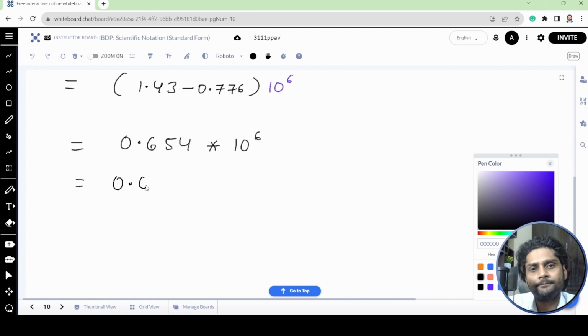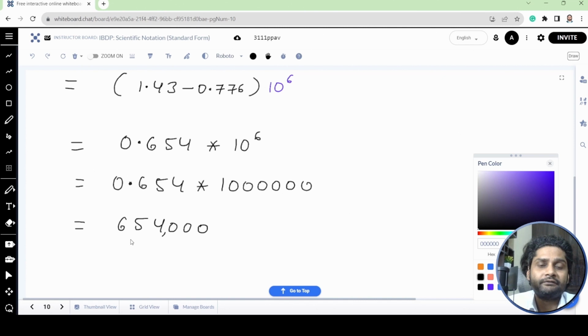You can directly represent the answer in the form of number of people. Here we have actually 10 raised to the power of 6, so 1, 2, 3, 4, 5, 6, and accordingly if you multiply, 3 digits are compensated by 3 zeros, and we have to add 3 more zeros. So this many people, 654,000 people difference is there in 2 cities.